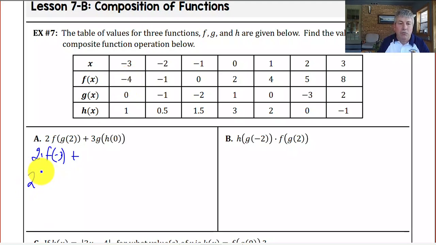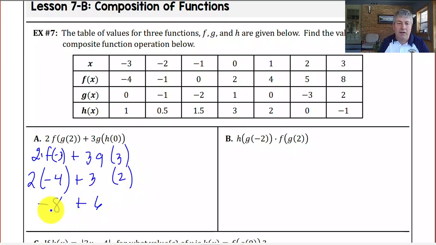So that becomes 2 times negative 4, which is negative 8, plus 3 times g of h of 0. So I need to put 0 into h, and I get an output of 3. So that's 3 times g of 3. I look for 3, and g of 3 is 2. So that becomes plus 3 times 2, or plus 6. So negative 8 plus 6 is negative 2.